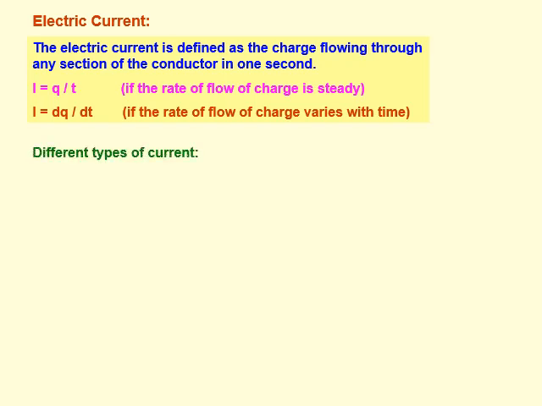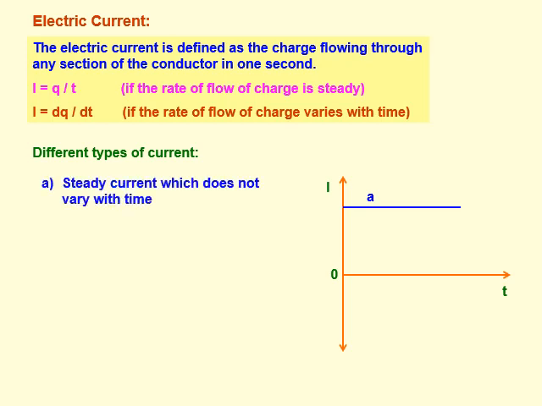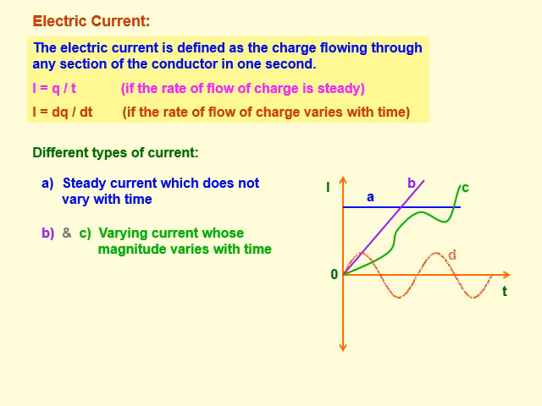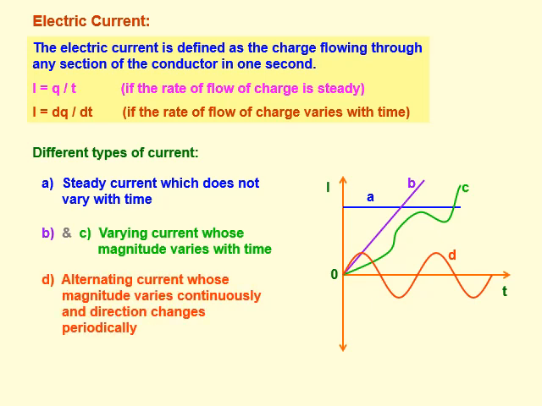Let us now discuss different types of electric current that can exist inside a conductor. Let us see this graph. The first type of electric current represented by the graph is the current that does not vary with time, or steady current. The second and the third graph represent electric current that varies with time. The third type of electric current is also electric current that varies with time, but the variation is periodical. Such electric currents are called alternating currents.